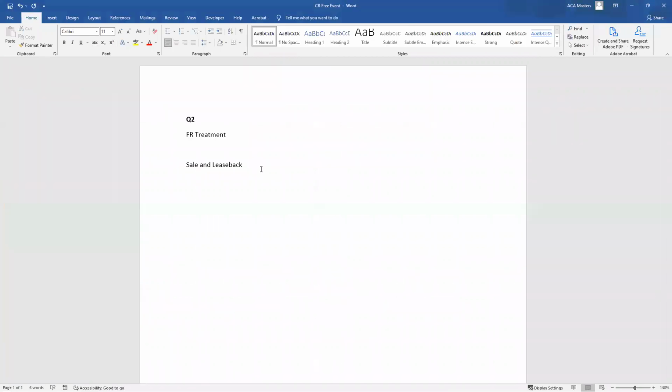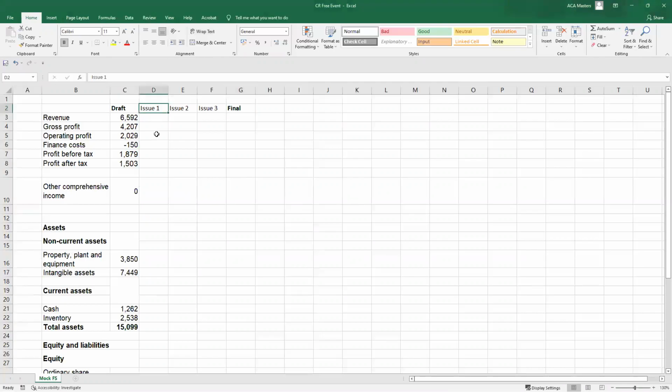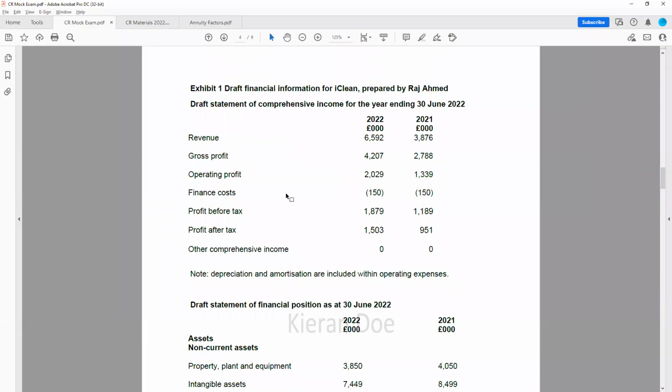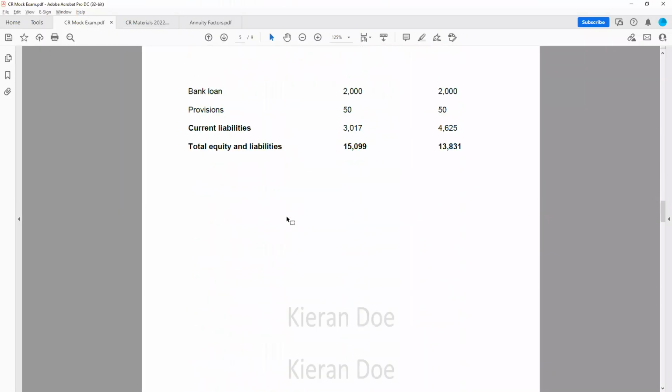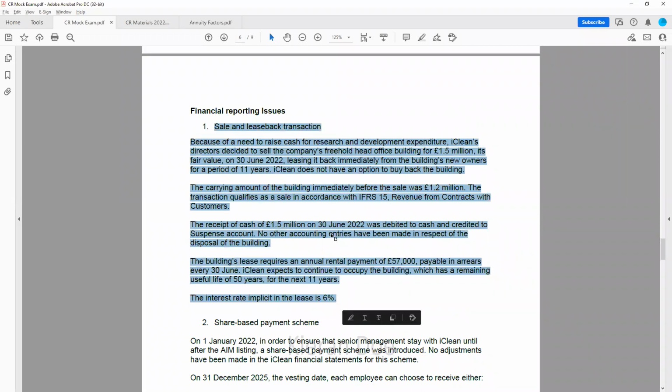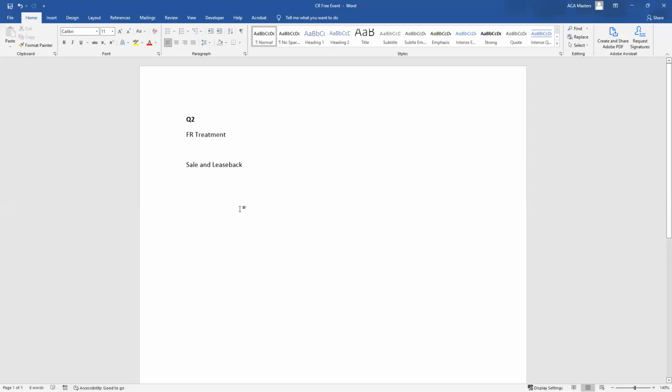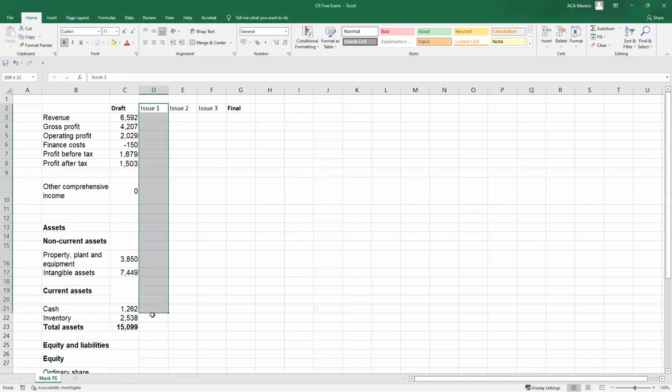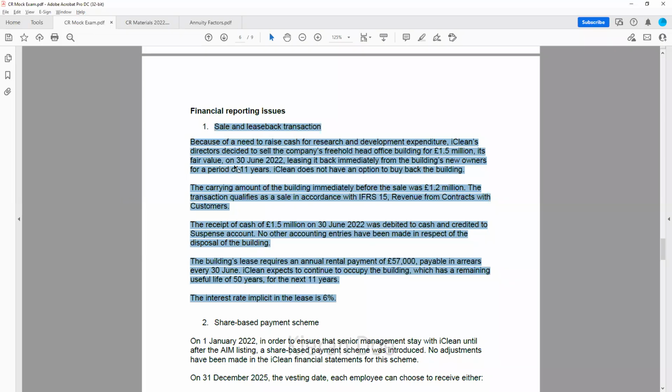So what we can do is take it one issue at a time, explain the FR treatment, and then immediately after overlay our numbers onto the draft financial statements. So tackle both parts at once. Now, it makes sense to do it like this because once we're explaining the treatment for the sale and leaseback transaction, we've got sale and leaseback on our mind. We're explaining what should be recorded in the P&L, what should be recorded on the SFP. So it makes sense to just immediately overlay that onto our figures, and then we're done with the sale and leaseback transaction.